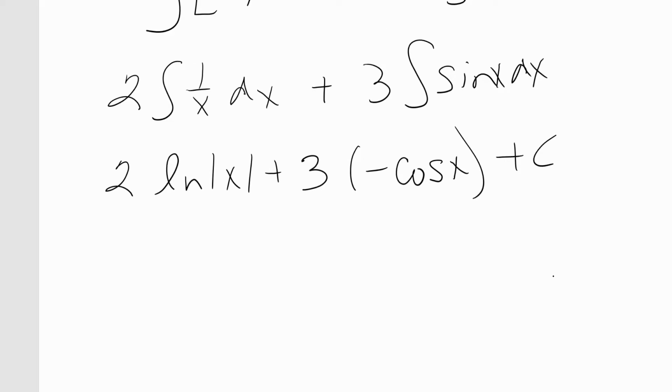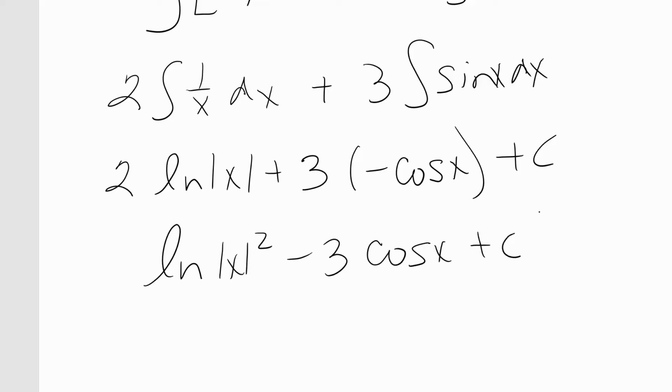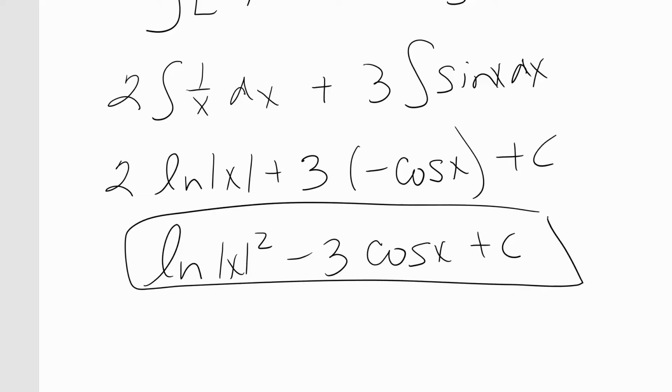All right, so let's clean it up a little bit. So this gives me the natural log of the absolute value of x squared minus 3, because 3 times a negative 1, times the cosine of x plus c. So that's what I'm looking for.